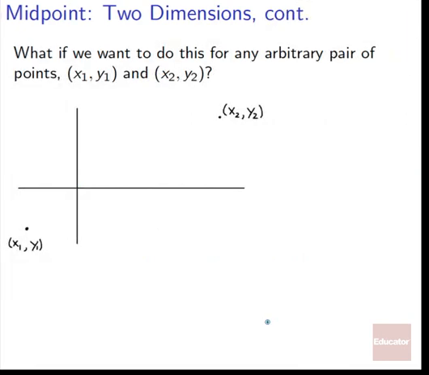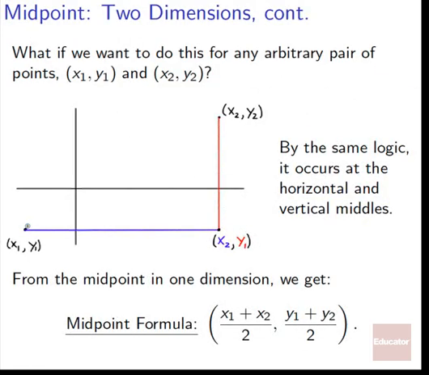What if we were doing this for some arbitrary pair of points, x1, y1, and x2, y2? Well, same basic idea. We can think, what is the vertical and what is the horizontal? What is going to be the midpoints of those two things? We think with that idea, and we're able to come up with the same logic. It's going to occur at the horizontal and vertical middles, right?